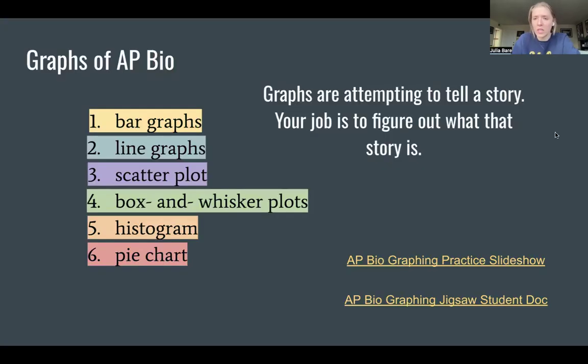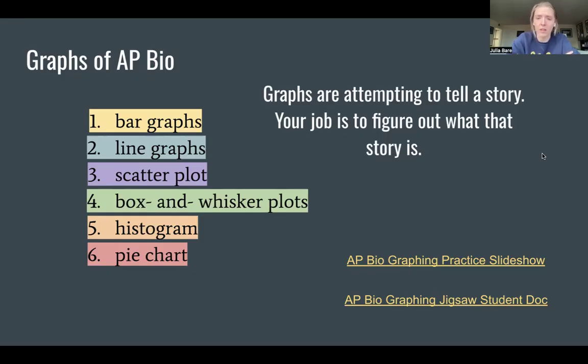And this really is what graphing is about. Graphing is about stories. And your job is to figure out what that story is. When you look at a graph, I want you to pretend like you are an investigator. I want you to pretend like you are a detective. And your job is to try to figure out the missing pieces of the story that you've been given based on the information in the graph.